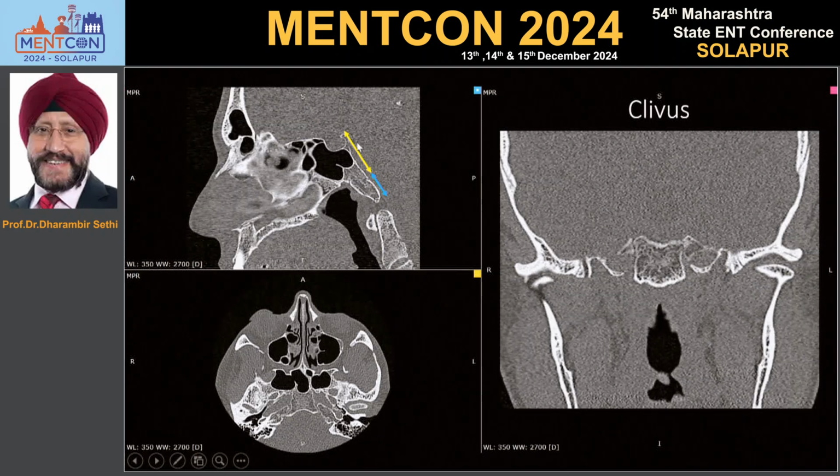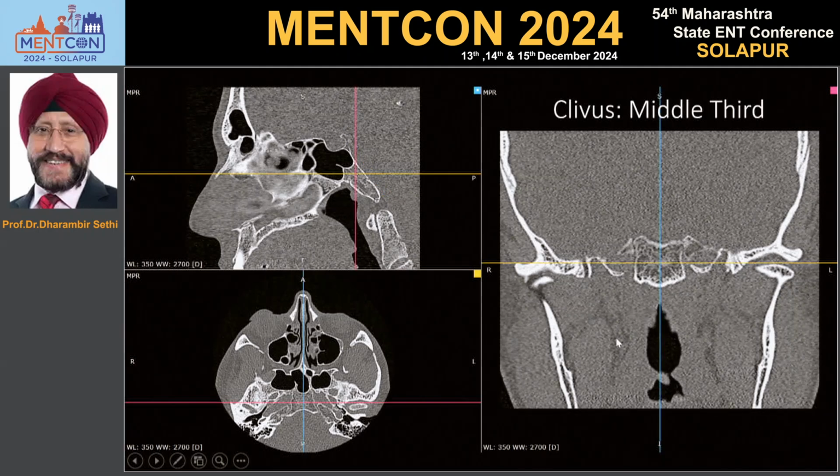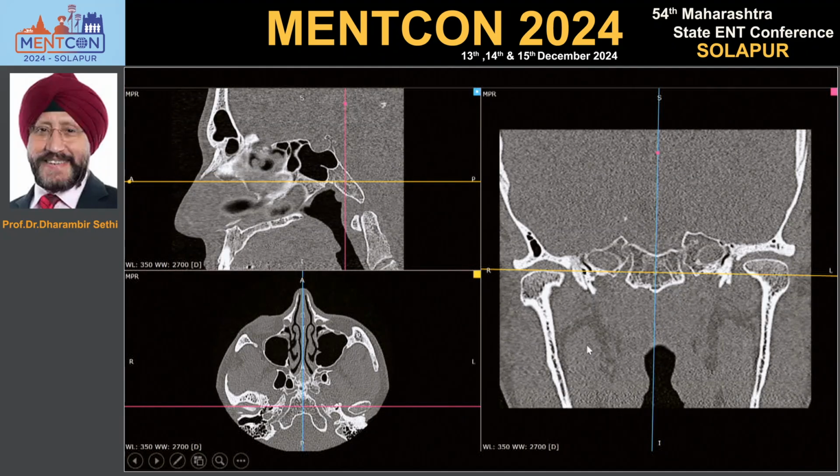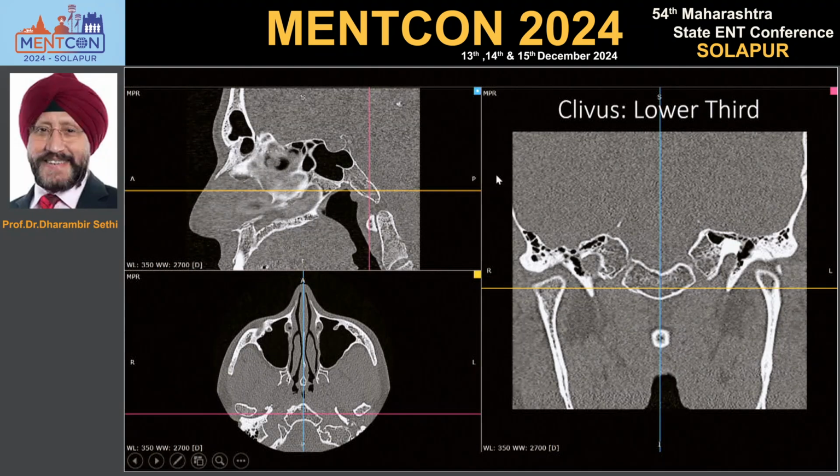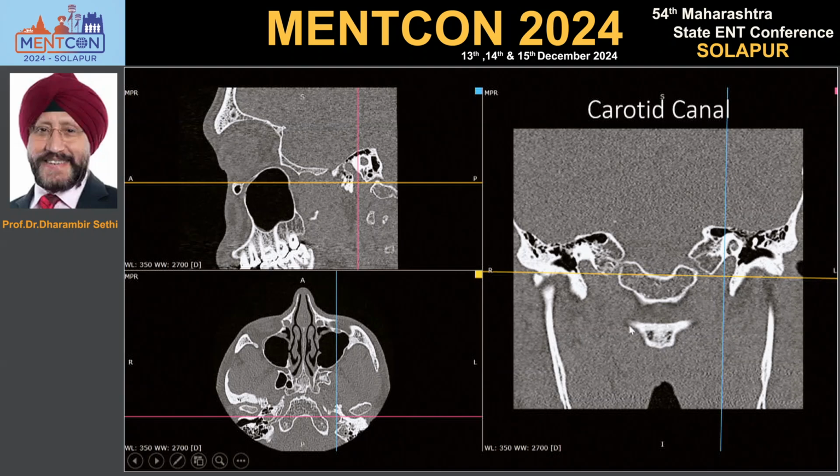The posterior wall of the sphenoid sinus is formed by the clivus, at least the upper third and the middle third, and the lower third is contributed by the occipital bone. In between there is a synchondrosis, called the spheno-occipital synchondrosis, which basically fuses at about the third decade of life. That's the middle third, and this is the lower third, which is part of the occipital bone. You can see it in all three different planes, and this is the carotid canal.